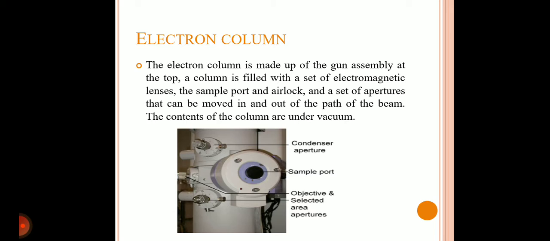Next is the electron column. The electron column is made up of the gun assembly at the top, a column filled with a set of electromagnetic lenses, the sample pod, an airlock, and a set of apparatuses that can be moved in and out of the path of the beam. The contents of the column are under vacuum.